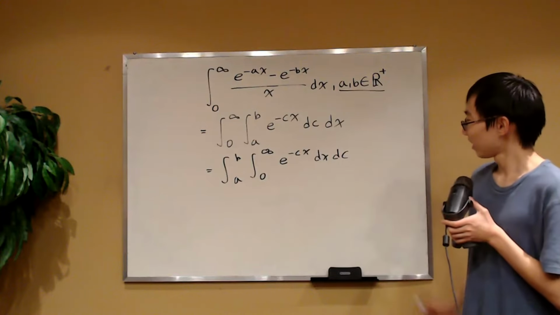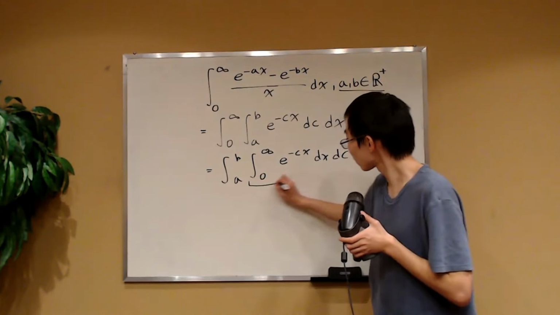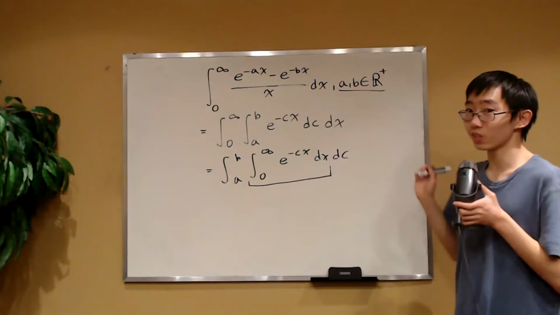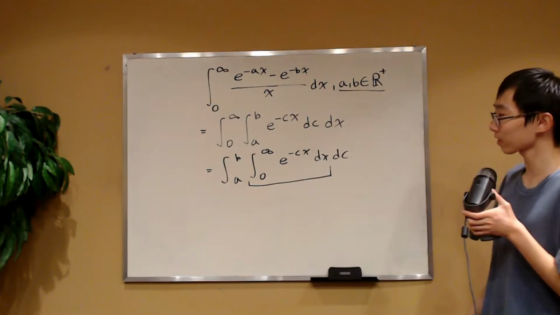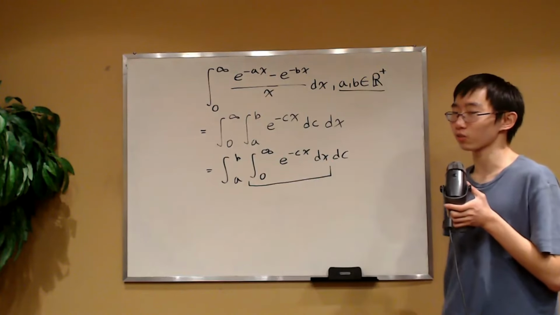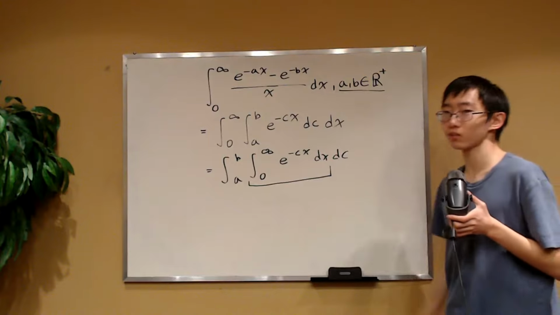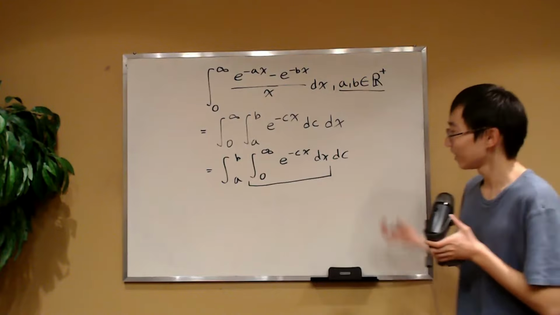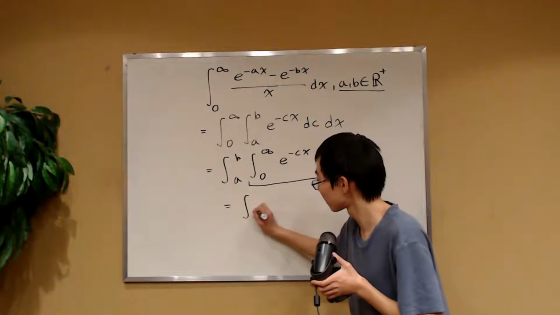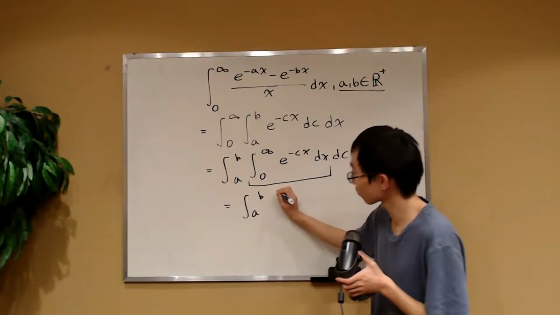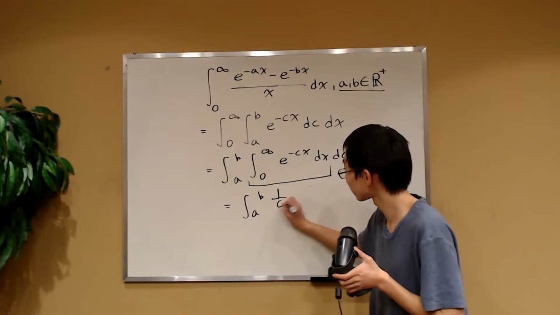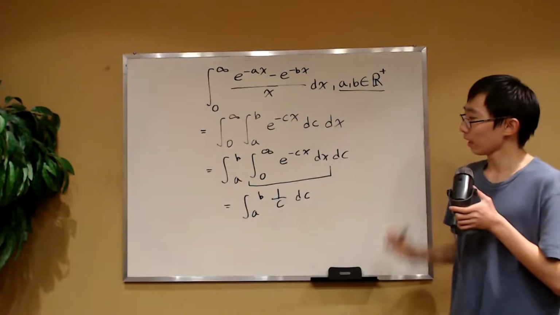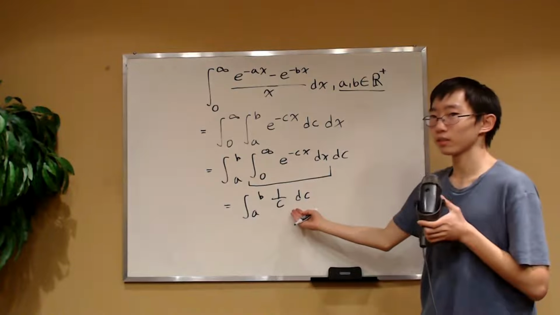So now, consider this. This integral over here, that's not a hard integral to evaluate. In fact, this is a standard integral that you get from, I don't know, it's not too fancy, right? You can calculate this very easily. This is just going to be equal to the integral from a to b of 1 over c. Right? And now, this is not hard, right?